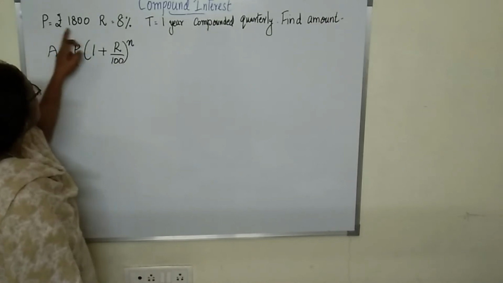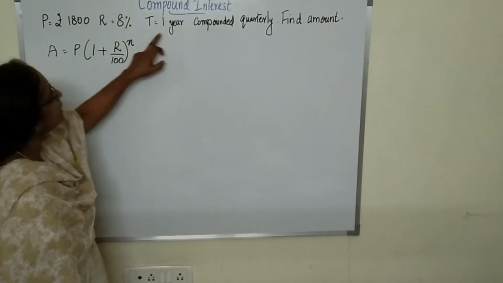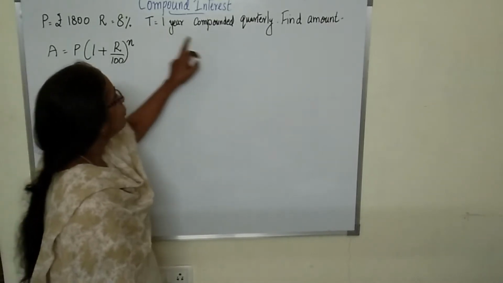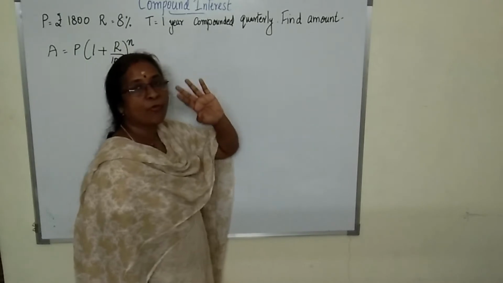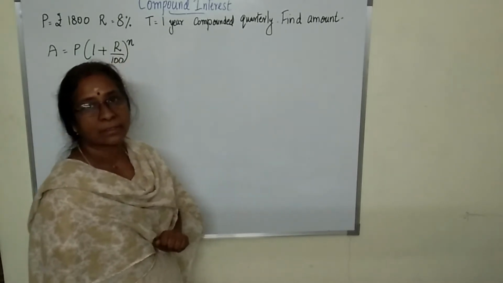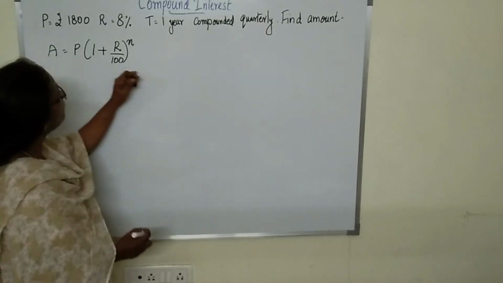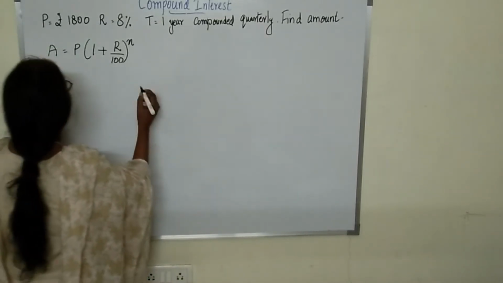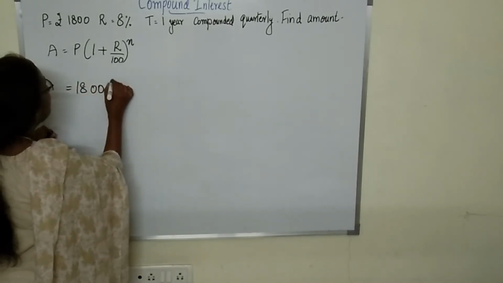Principal is 1800. Rate of interest 8% for 1 year, compounded quarterly. Quarterly means 4 times in a year, means after every 3 months. So the formula will be the same. Let us write it. 1800, substitute the values.